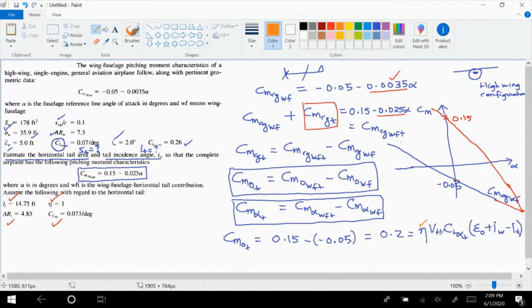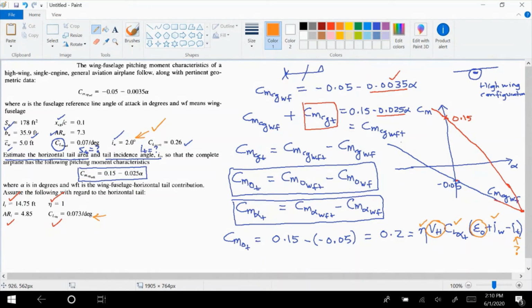Eta is given to us. CL alpha tail is given to us. IW is also given. We need to find this, and we need to calculate this epsilon naught and VH. We need to calculate these two. So there are many unknowns here, right? So 1, 2, 3 are unknowns here. So this equation alone is not going to be sufficient. Let's write another equation. So we also have the equation for Cm alpha t.